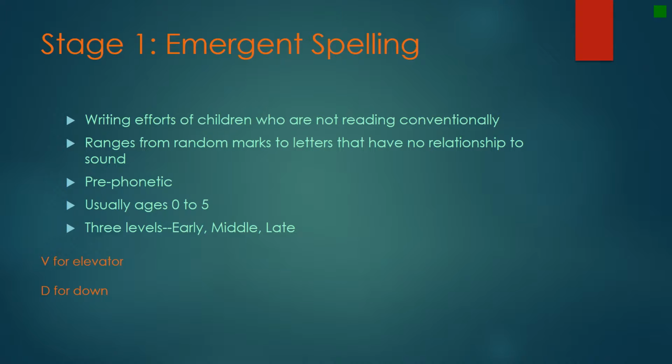A child who is an emergent speller is definitely not writing or reading conventionally. This could range from just making random marks to making letters that have no relationship to sound. Students in this stage are pre-phonetic, which means that if they do write a letter, it has nothing to do with the sound of the word they may be trying to make. And children at this stage are usually between birth and 5 years of age.